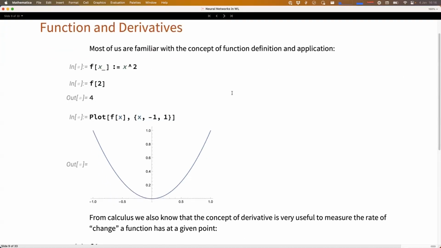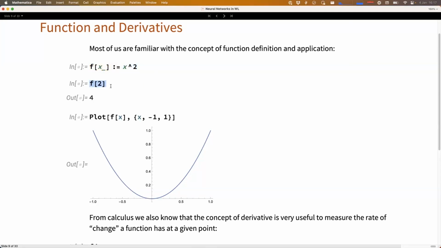Okay, so let's start very simple. Functions and derivatives. I assume most of you are familiar with the concept, so just an extremely quick refresher. A function is basically a relationship between two sets. You take an element of one set and you map it to an element of another set. In this case, we have, for example, real numbers. I take a number and I get the square of that number.